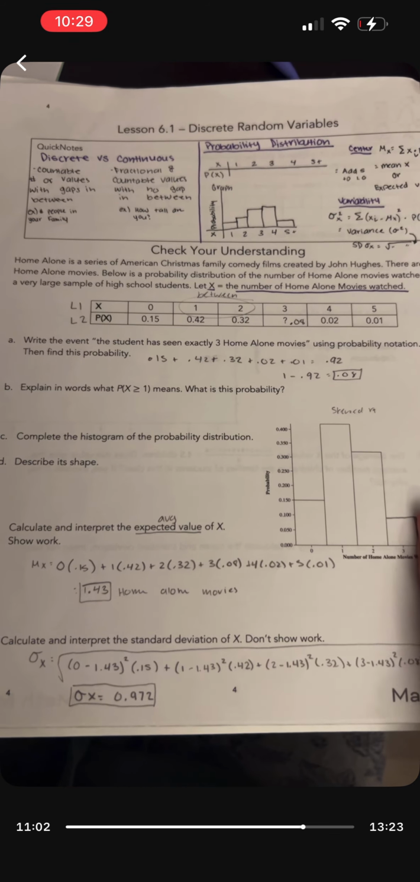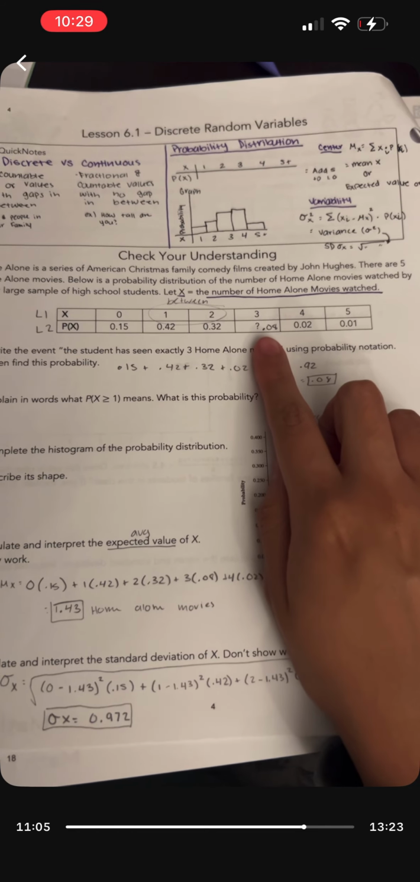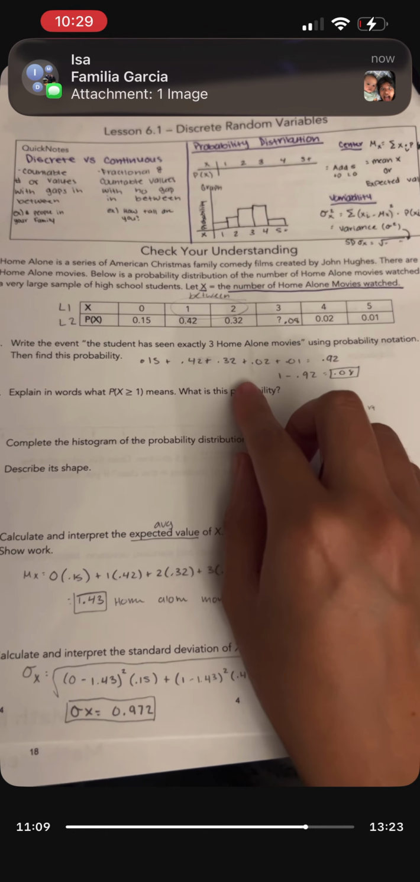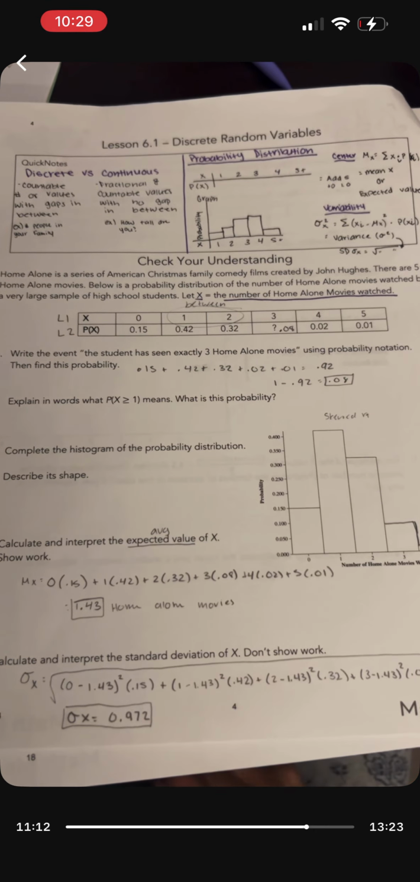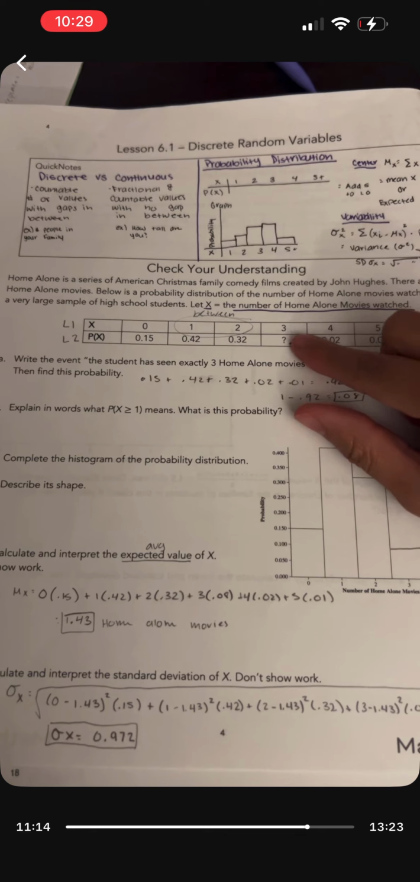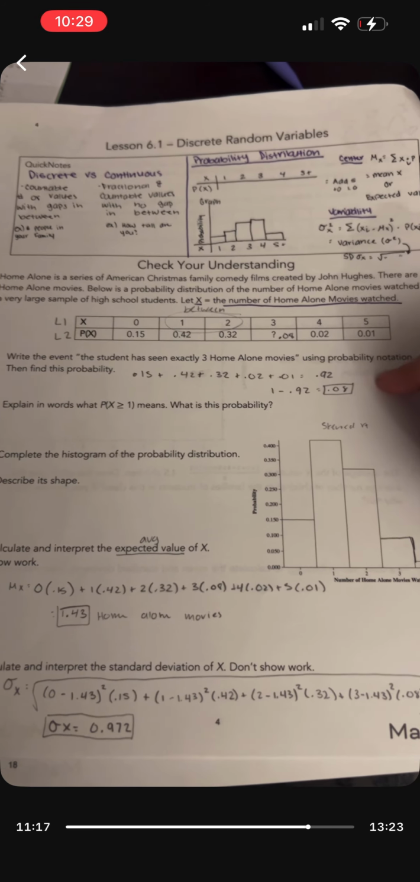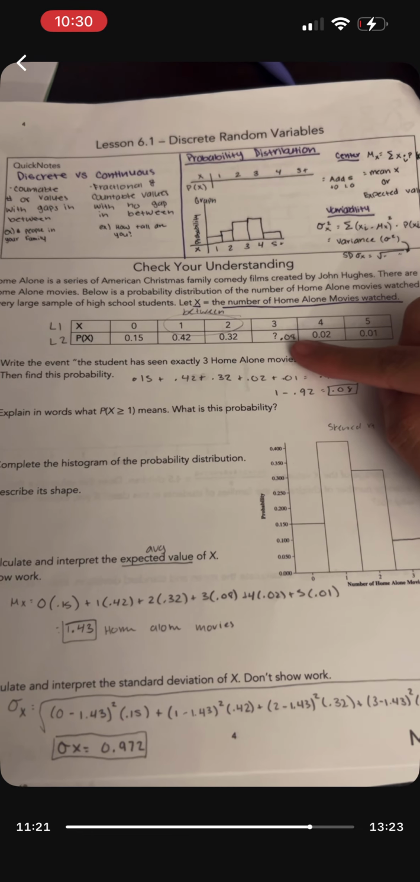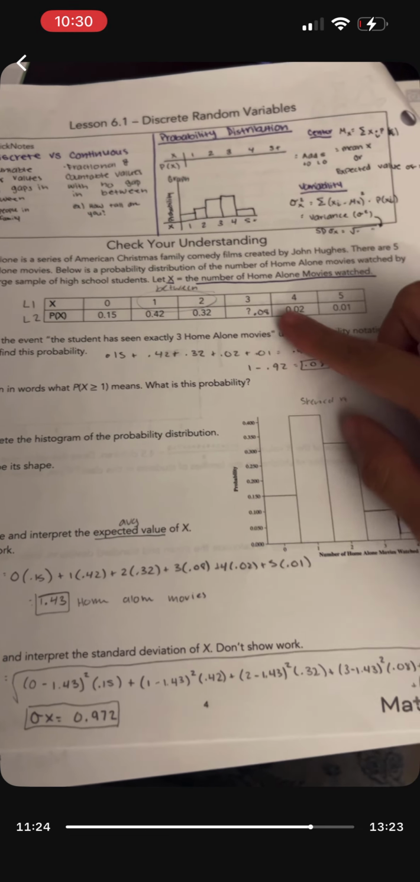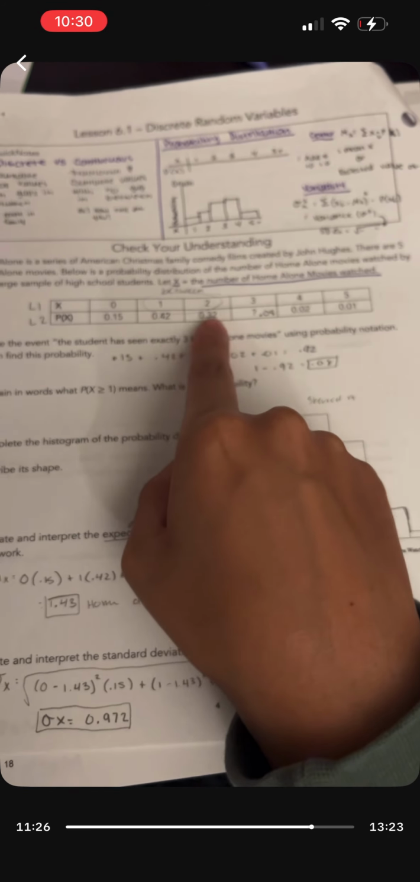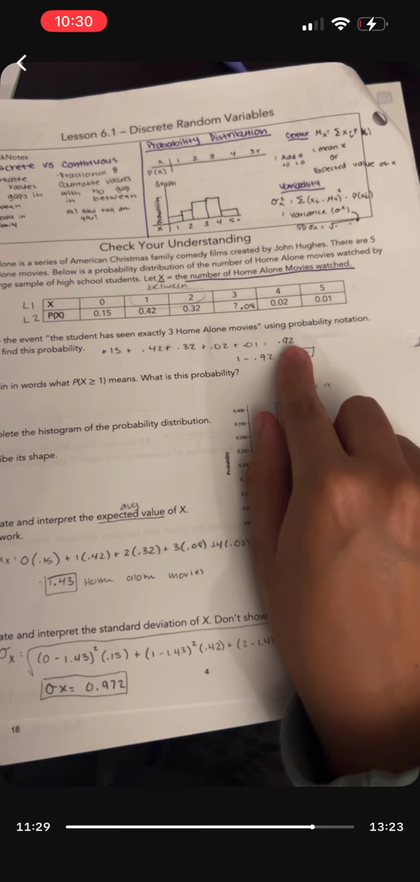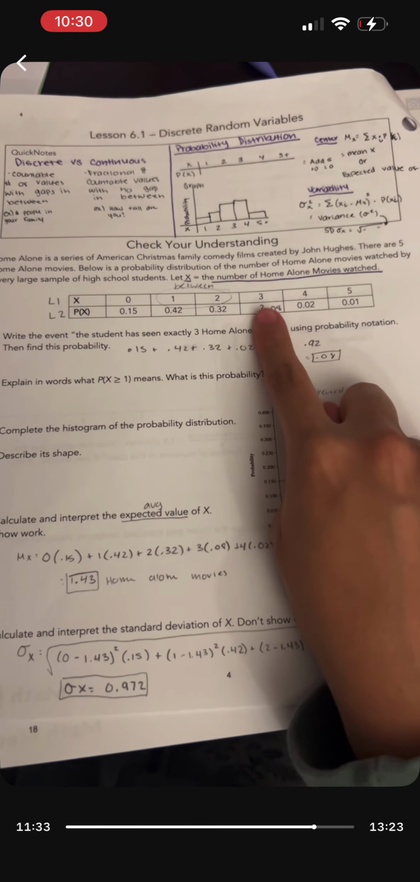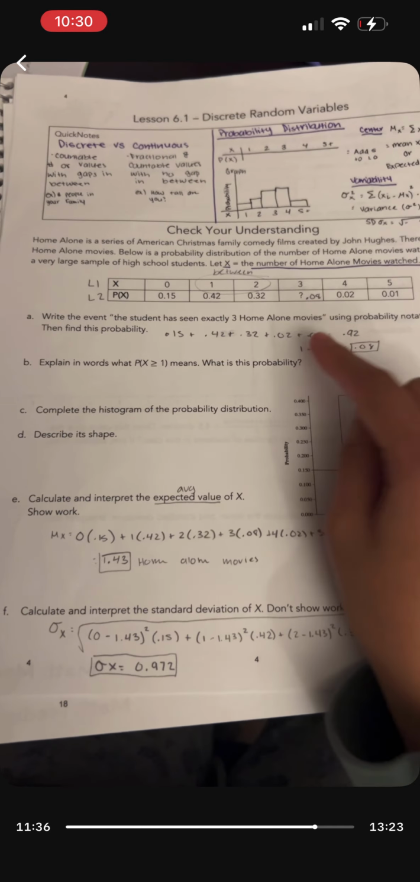Okay, and so if we have a missing one from the chart, how we find it, it all has to equal 1. So what we did here, it says write the event that a student has seen exactly 3 Home Alone movies using probability notation, then find the probability. So this one's the one that we have to find. It didn't give us the answer. So what we did was we added up all of these, and then it gave us that answer, 0.92. And then you have to subtract it from 1, and we got 0.08, and that's how we got 3. So that's the probability for that one.